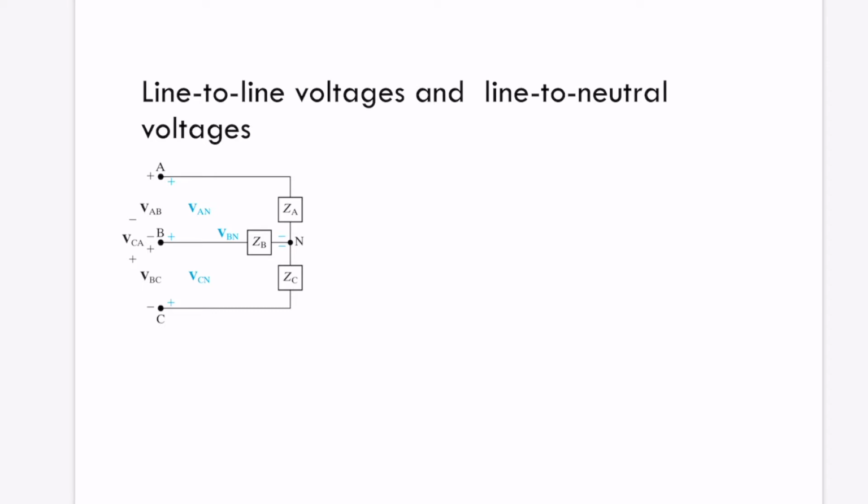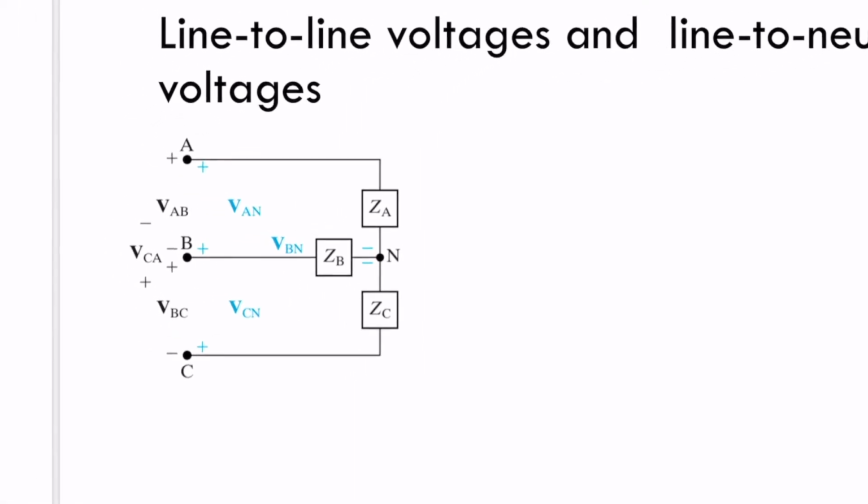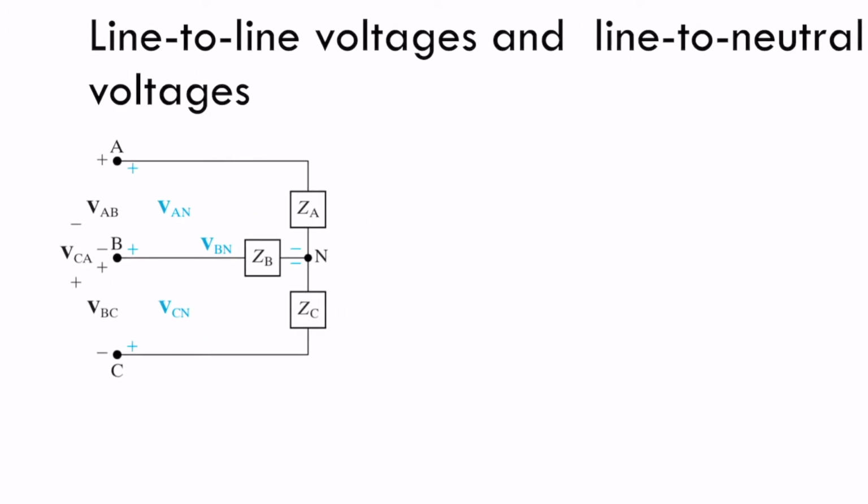Let me explain today what is line-to-line voltage, line-to-neutral voltage, what is line voltage and phase voltage. So remember that we have configuration even in delta or Y when we have three phases. Let's start with this Y configuration. We have three loads. These three loads are ZA, ZB, and ZC.